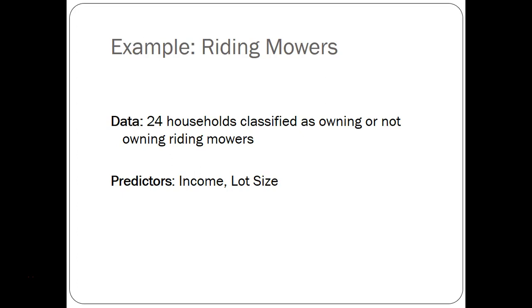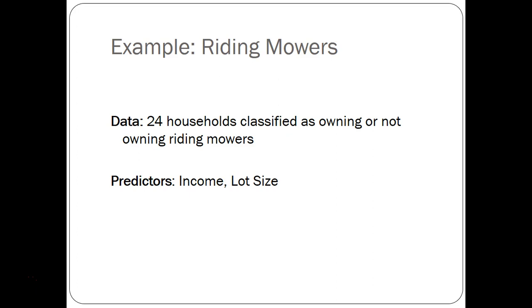All right, we have an example that we're going to run through. It's riding mowers. This is a really small data set. And what we're trying to determine is, of the 24 households that are classified, there are two variables that we're worried about. One is income and the other one's lot size. So when we have income and lot size, can we determine whether or not that particular household is likely to own a riding lawnmower?